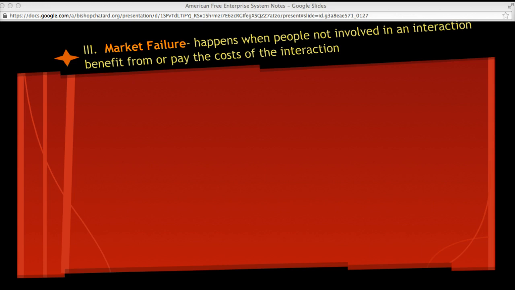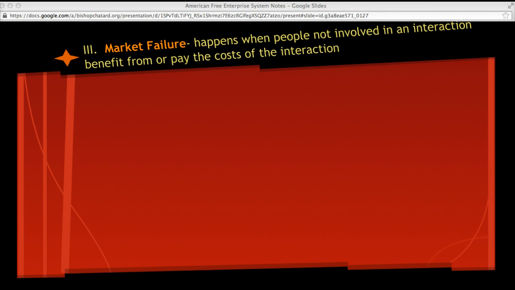So, what is market failure? Well, market failure occurs in pure market economies where you have people that are not involved in an economic interaction that benefit or pay the cost of a particular interaction. So you kind of think of it as somebody being blindsided. They're not involved, and all of a sudden they have some sort of effect on them. It could be a positive effect, could be a negative effect, but the whole point is that market failure happens in a pure market system.